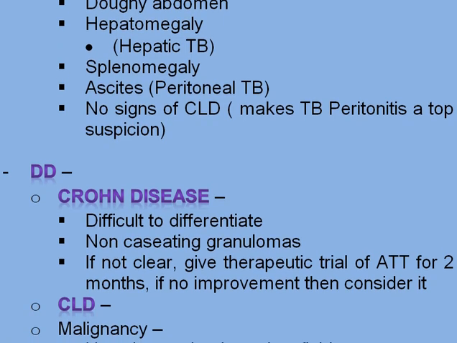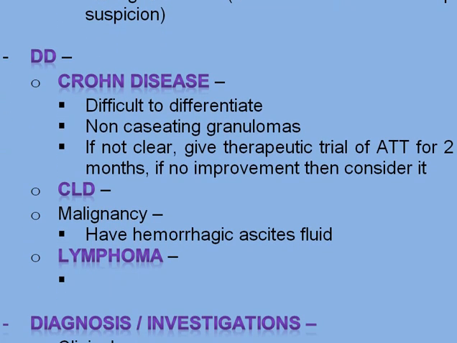So, something about the differential diagnosis. Crohn disease: it is very difficult to differentiate abdominal TB from Crohn disease. However, on biopsy in Crohn disease, there are non-caseating granulomas. But if it is not clear to you whether it is Crohn disease or TB, give a therapeutic trial of ADT for 2 months. If no improvement, then consider Crohn disease.